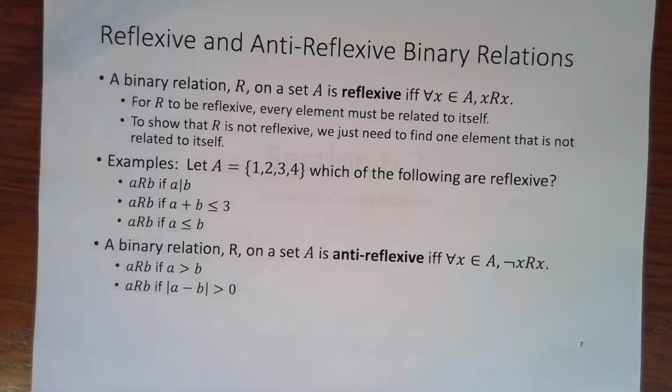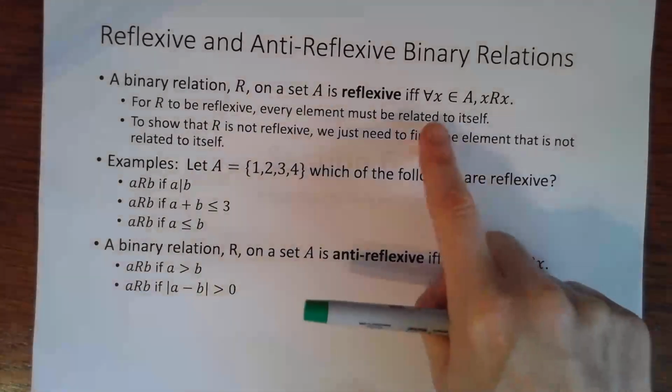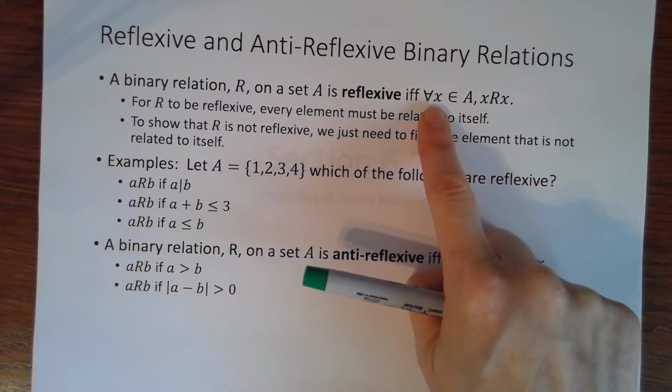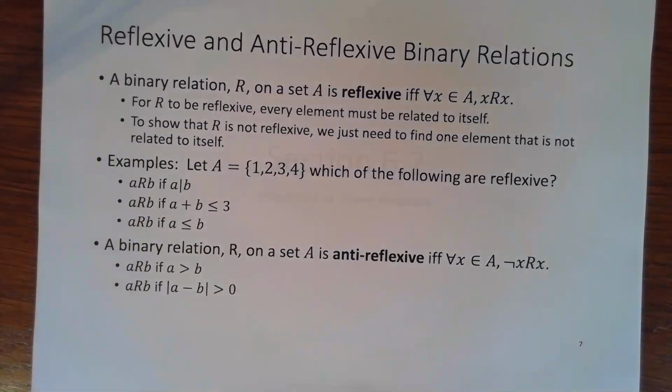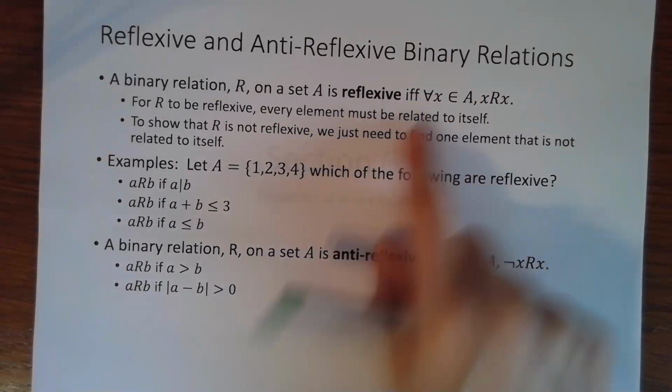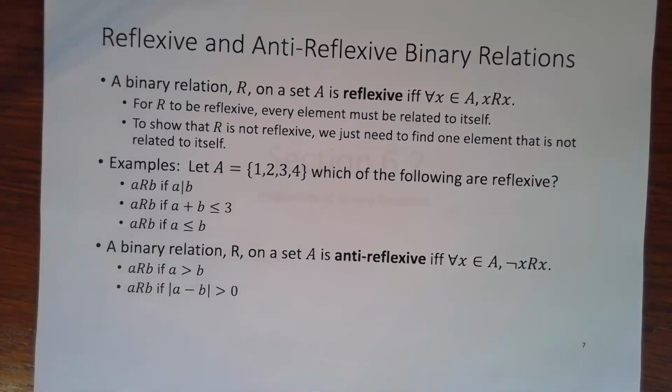If you wanted to prove that it was reflexive, you'd have to make a general argument that it was true for every element in the entire domain, either exhaustively listing them for a finite domain, or for a large or infinite domain, you'd have to make a general argument. Okay, so let's look at some examples. Let's say we have a set that contains the integers 1, 2, 3, 4.